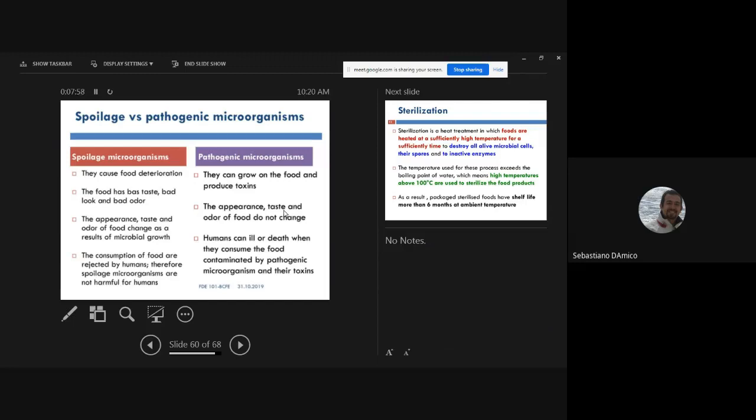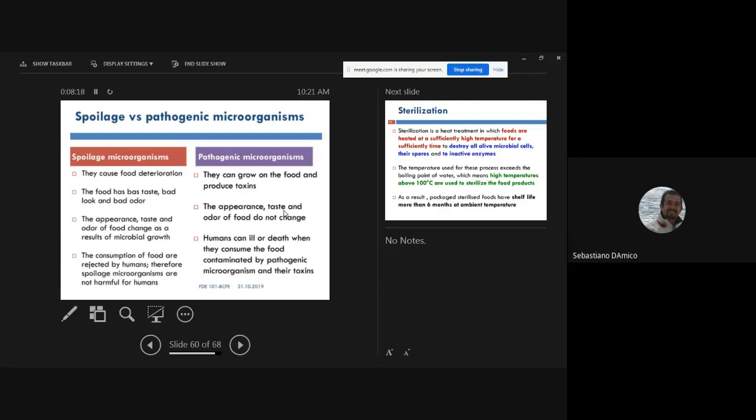The differences between the two types of microorganisms that we can find. In the first case, on the left-hand side, they can cause food deterioration. The food has bad taste, bad look, and bad odor.